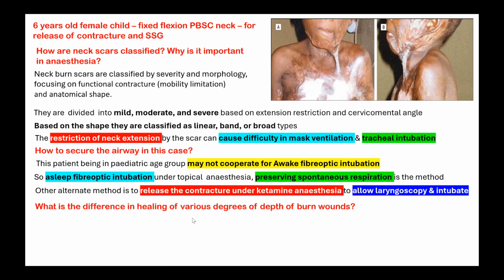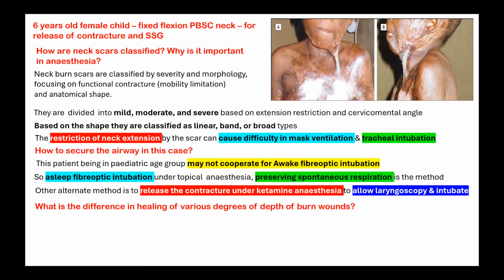What is the difference in the healing of various degrees of depth of burn wounds, which result in this sort of scar formation? Healing by primary intention and healing by secondary intention, sir. Supposing you have a first degree burn, how does it heal and what is the name for that healing? Primary intention is the normal wound healing terminology used, but for burns healing there is a different terminology. They are called hypertrophic scar. Scar has to be formed.